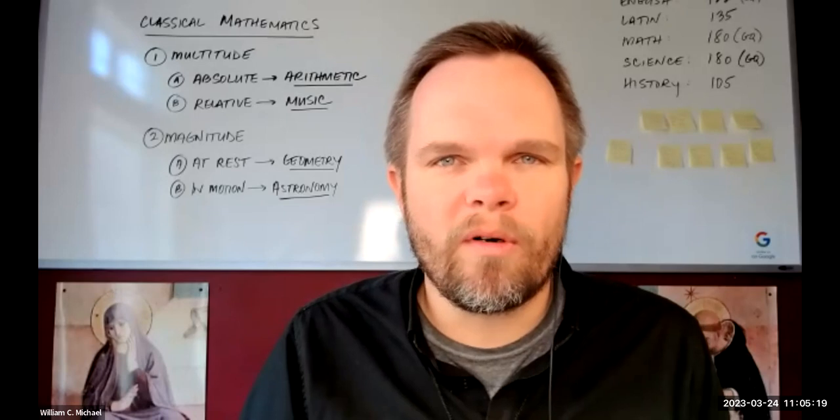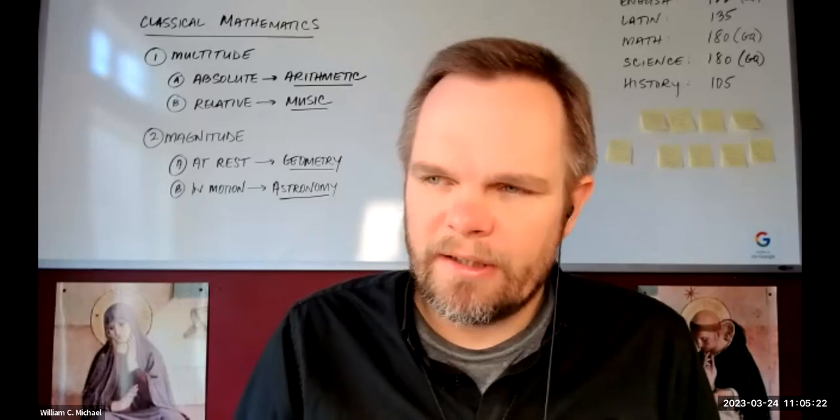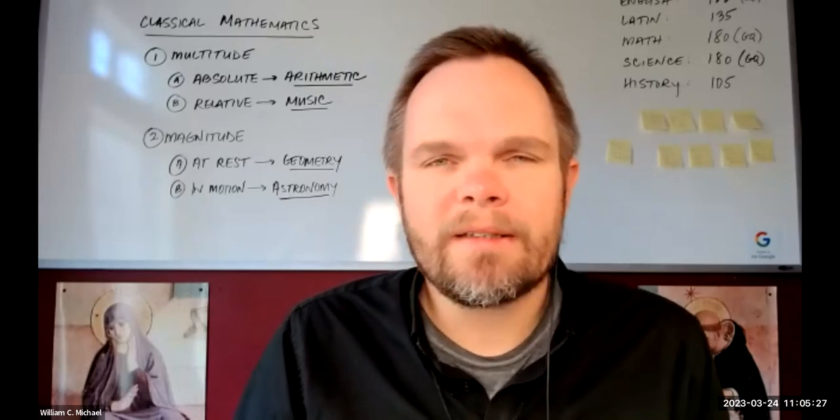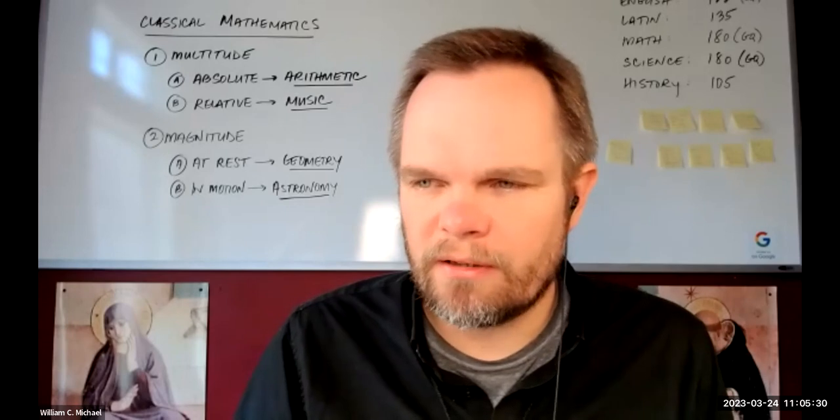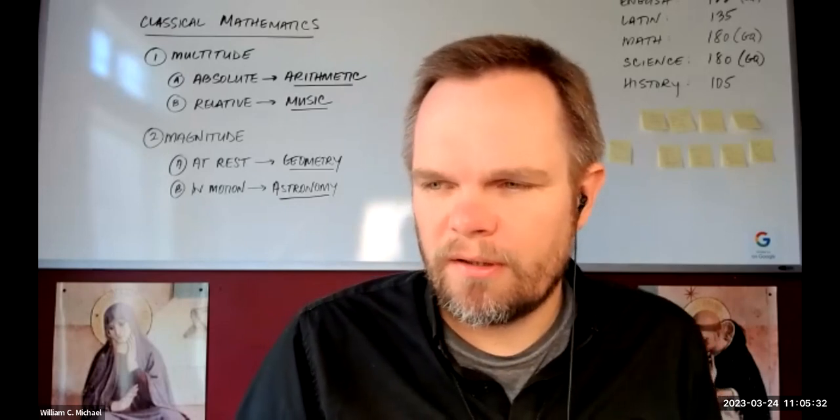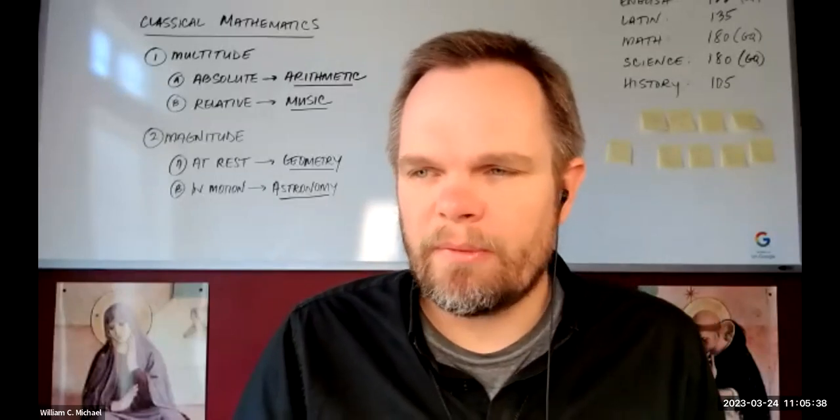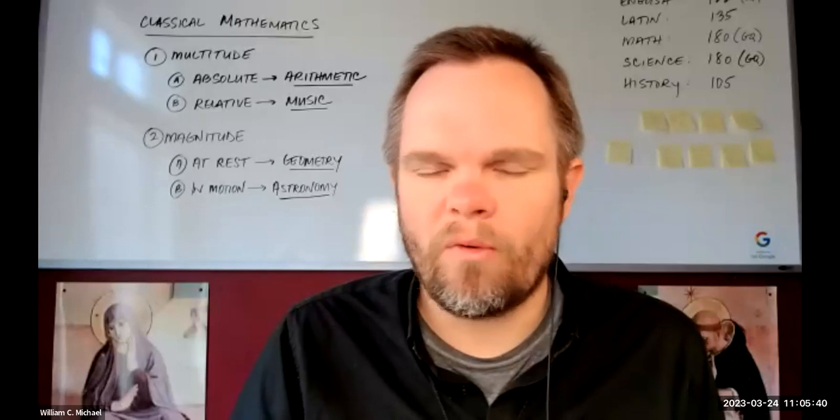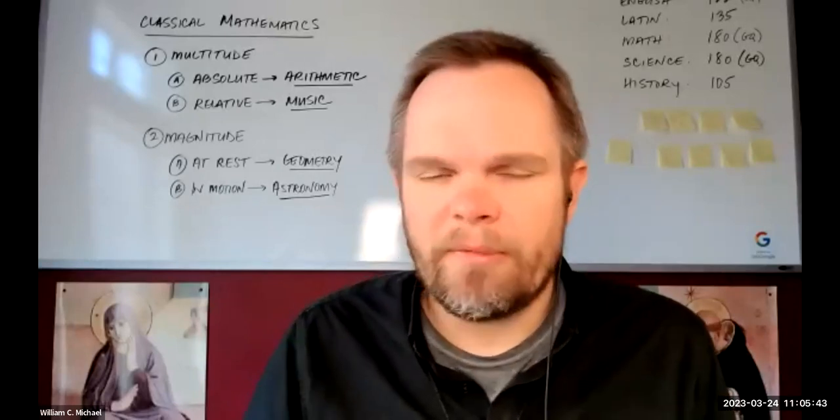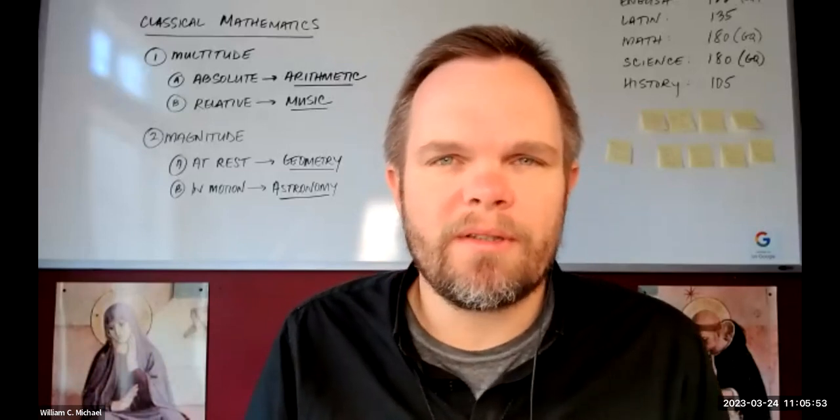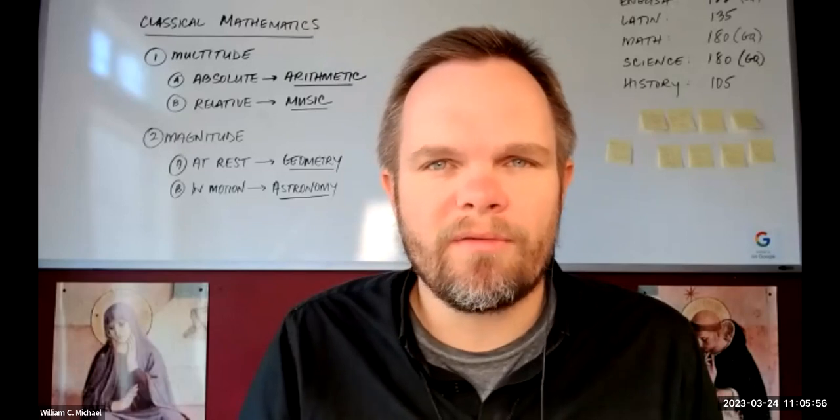We talked about how there are four different kinds of quantity in yesterday's class. There's multitude by itself, or absolute multitude, which we study in arithmetic. There's multitude in relation to other multitudes. We talked about relative multitude and how we study that in what's called music and why it's called music. And then we said there's another kind of quantity called magnitude, and there's two kinds: magnitude at rest, which we study here in geometry, and magnitude in motion, which we study in astronomy. So four kinds of quantity.